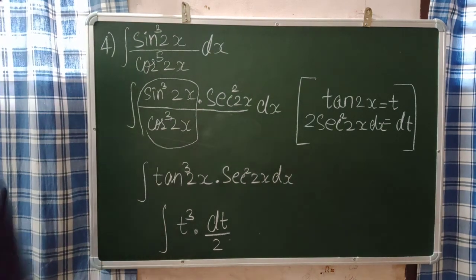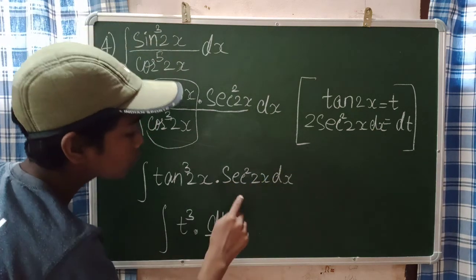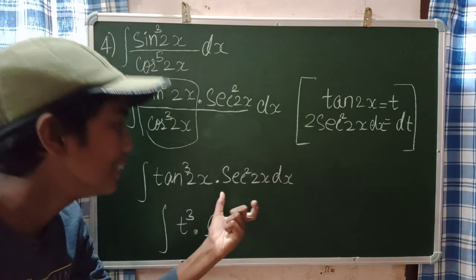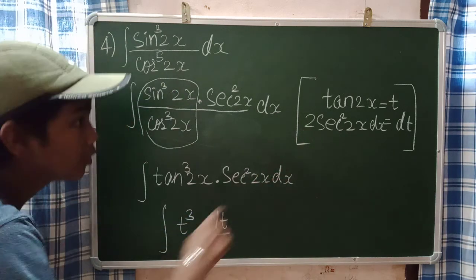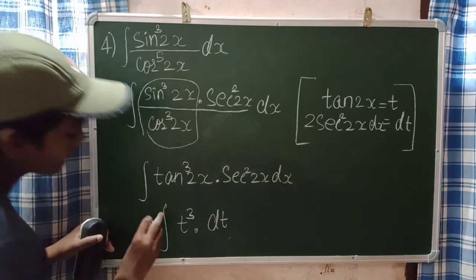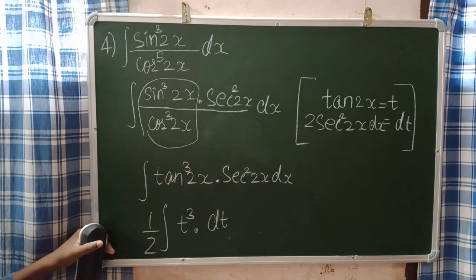So 2 secant square of 2x dx is only dt, but I only have secant square of 2x. I'm not having 2 in this form of expression. That is why I divided your dt by 2. Now I'm going to take this 1 by 2 to the outside. When I take it, I will have 1 by 2 into integral of t cube into dt.